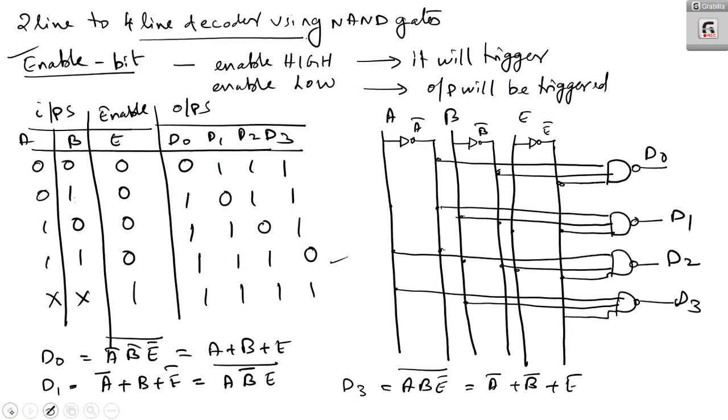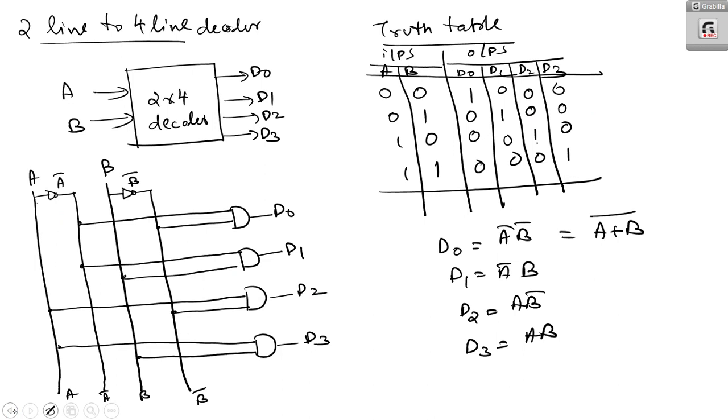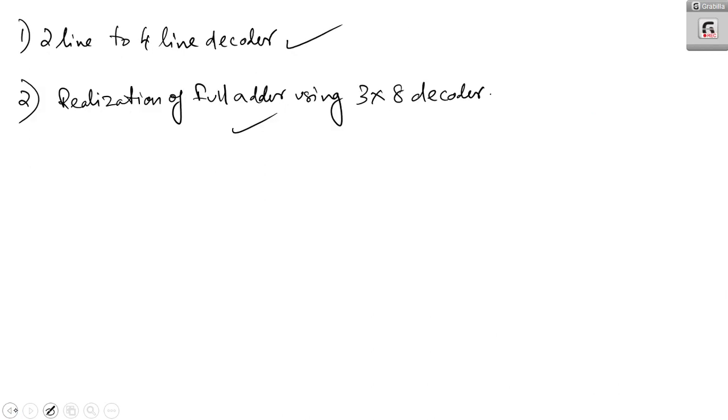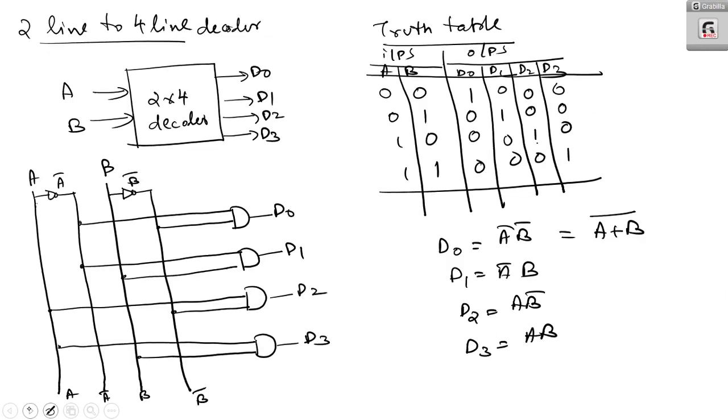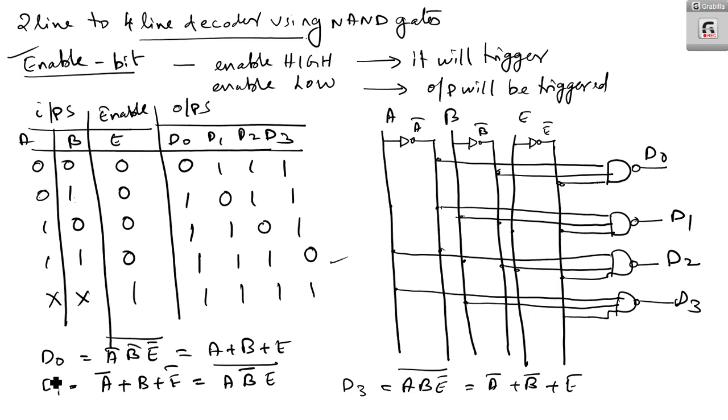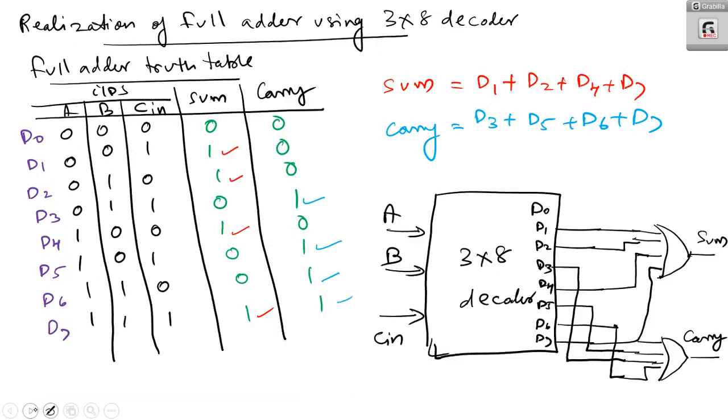Now coming back to this lecture, we have dealt with the 2-line to 4-line decoder, and we have realized it using NAND gates, and then we have dealt with an application of the 3/8 decoder. Here I have realized a full adder using a 3/8 decoder.